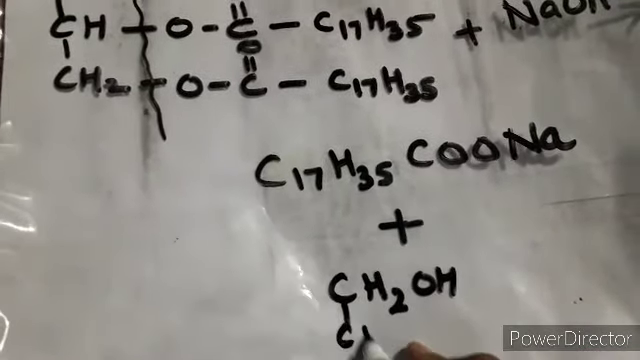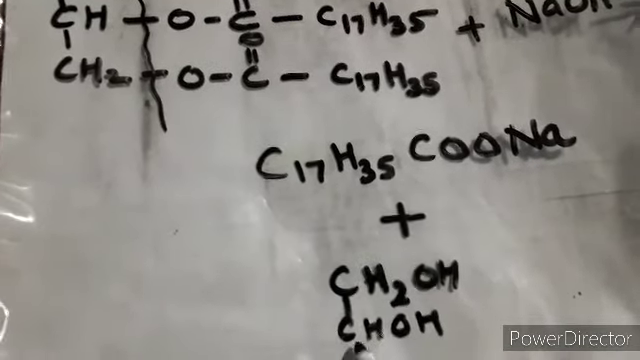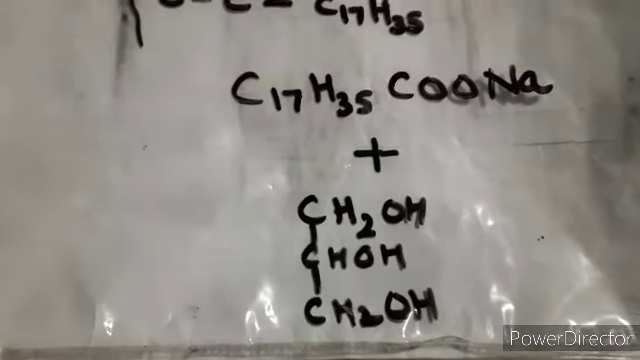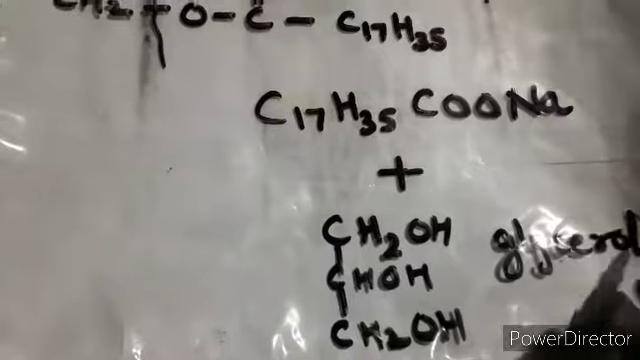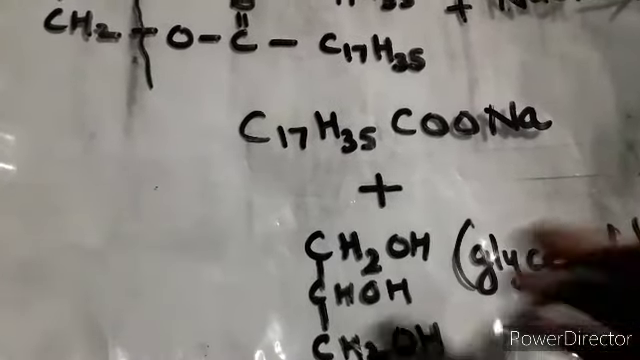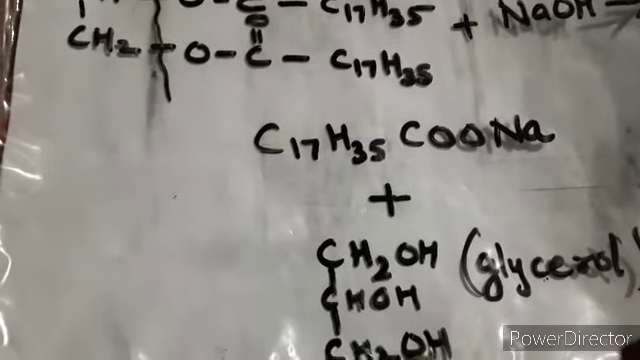that is CH2OH, CHOH, CH2OH. I think you must be remembering your alcohol, that is glycerol or glycerine, which you are using in your day-to-day life. So it is glycerol, right? All these things come in organic chemistry, and all these are organic compounds. So this way you will get glycerol.